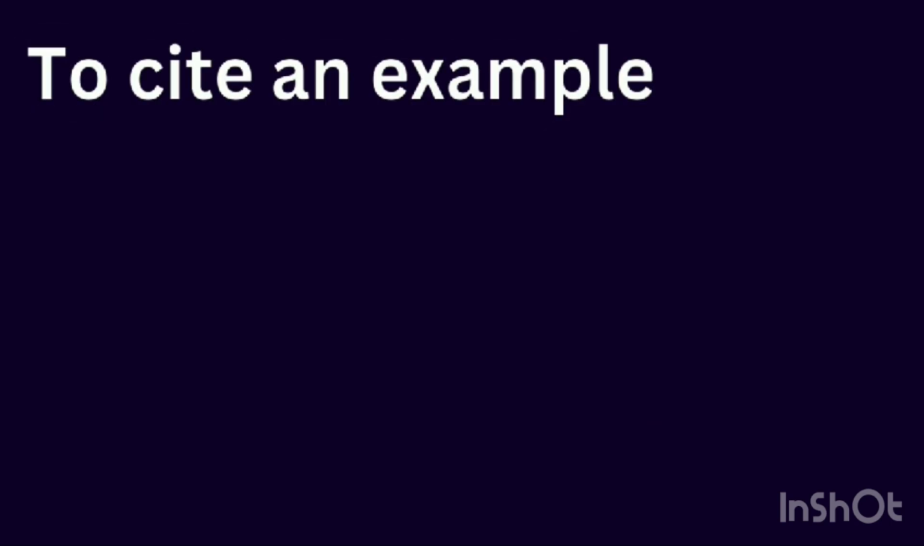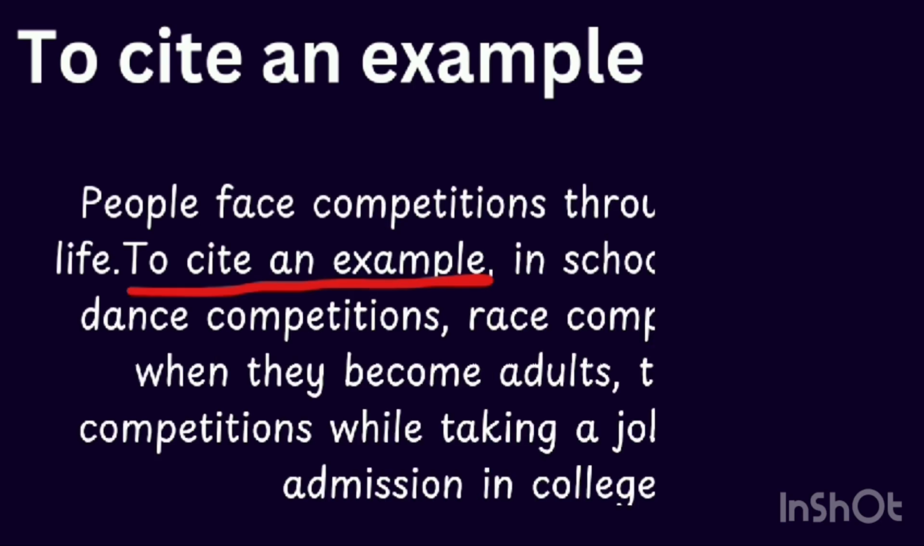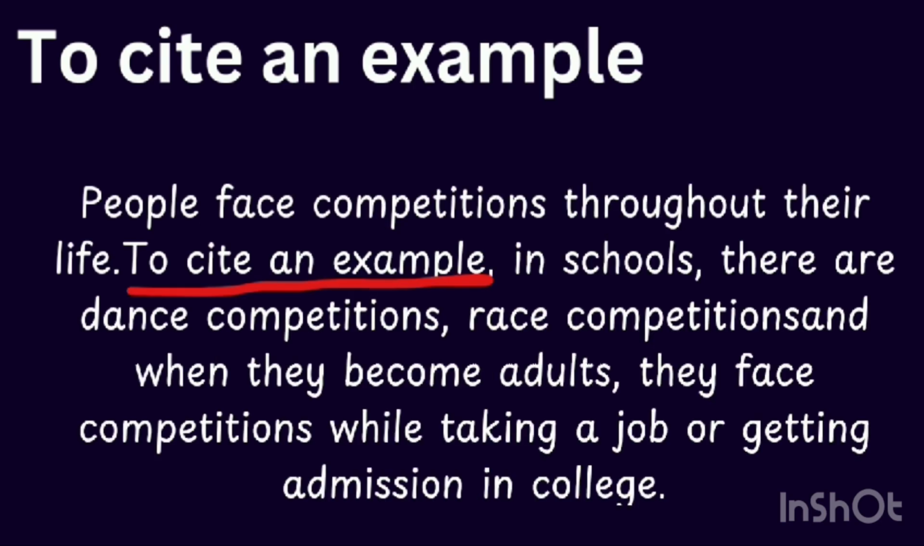The next one is to cite an example. We can use it instead of using for example. Like people face competitions throughout their life. To cite an example, in schools there are dance competitions, race competitions, and when they become adults they face competitions while taking a job or getting admissions in college. Now here we are giving the example of competitions that people face in their life, so we used the term to cite an example instead of for example.